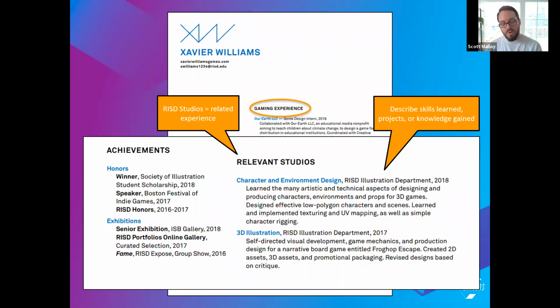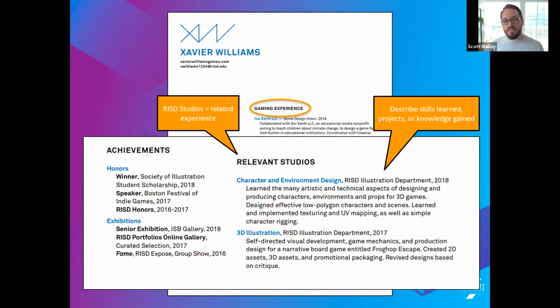Because when you really boil it down, RISD studios really are oftentimes related experience. They are experience in many ways. And it can be a way for you to show your audience that you're developing skill sets and knowledge that's directly applicable to the job or internship that you're applying to.